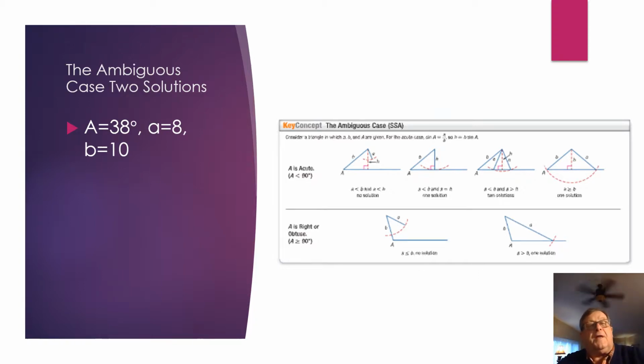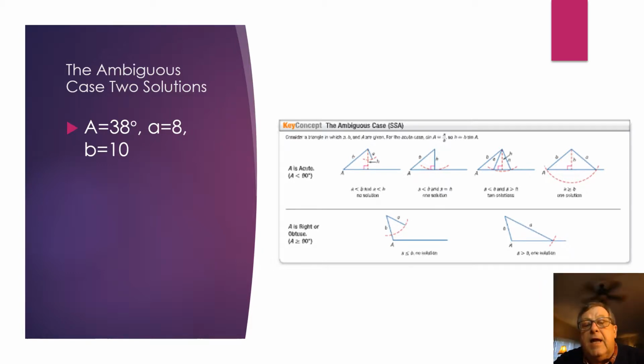Well, we're still dealing with the ambiguous case where we've got side-side-angle, where we're looking to solve a triangle. And this time it's talking about two solutions, so I'm thinking that we're going to predict that we've got two solutions. What do you think? Well, let's see. We've got angle A, which we know is 38 degrees, and side A is 8, and side B is 10. At least we got these things put in order. We didn't have to move them around like we did the last time.